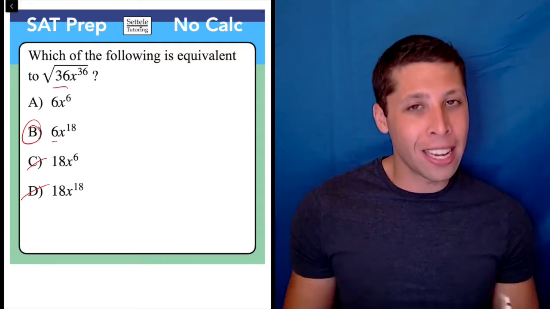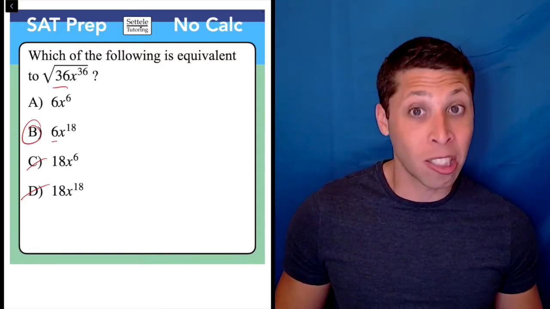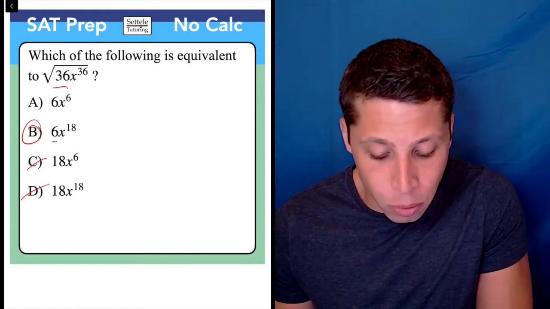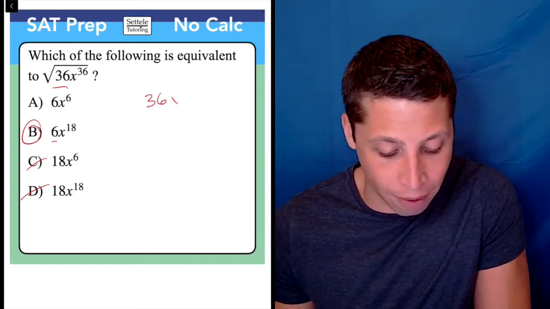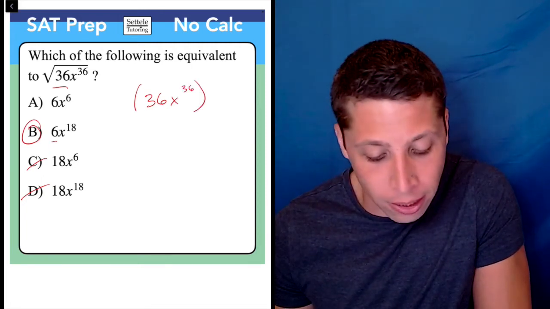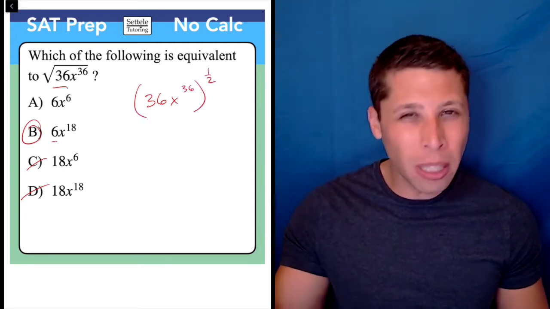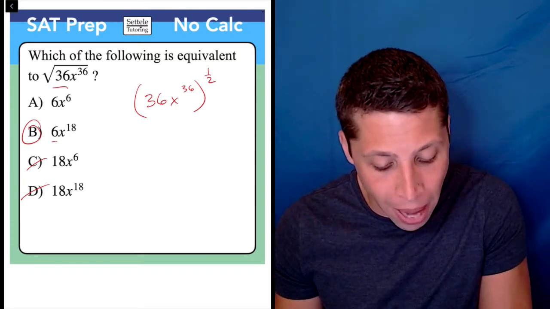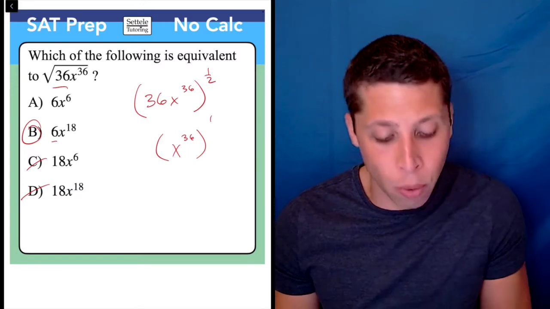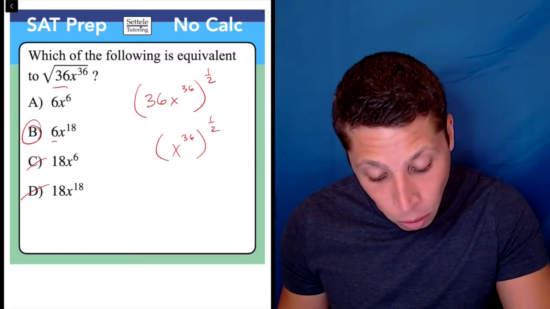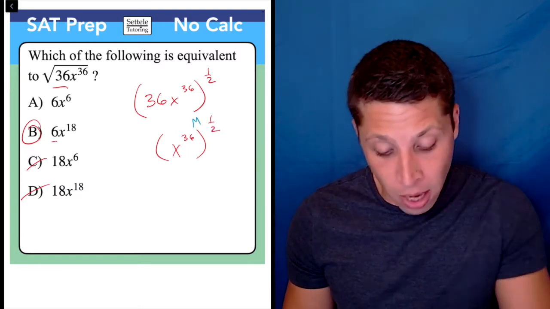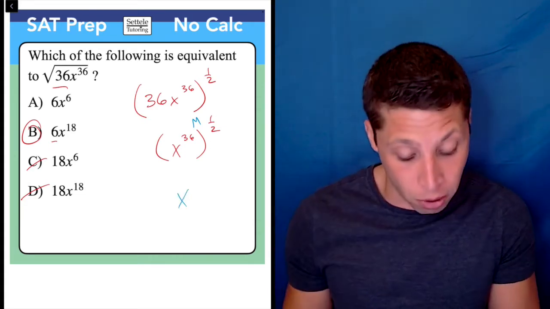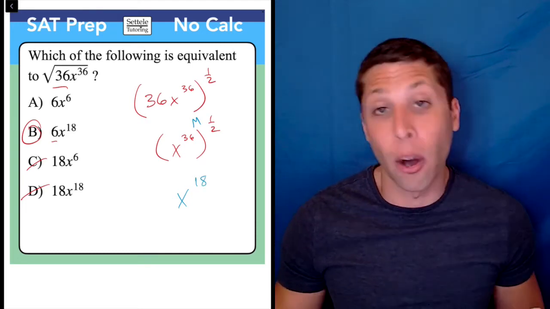The way that I think about this is if we know our exponent rules, we know that the square root is equivalent to an exponent of 1/2. So I could rewrite this radical like this. Now, that doesn't really make a lot of sense to me for the 36, but for the x it does, because if I have a power raised to a power, the rule is that we are going to multiply these two numbers. So that is going to leave us with x to the 36 times 1/2. 1/2 of 36 is 18. So there you go. That is the proof.